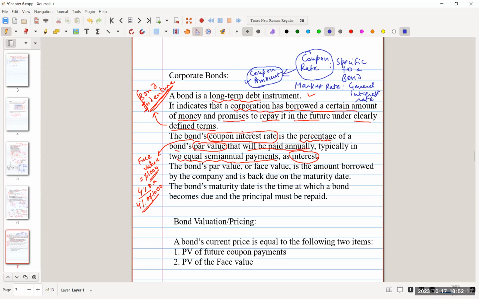Coupon rate will remain fixed for the bond because it's specific to a bond. Unless, of course, the bond is a variable rate bond. We are not going there in this course. We will stick to fixed rate bonds, for which the coupon rate will remain fixed, static, unchanging throughout the term or the life of the bond. But the market rate is the general interest rate out there in the market.